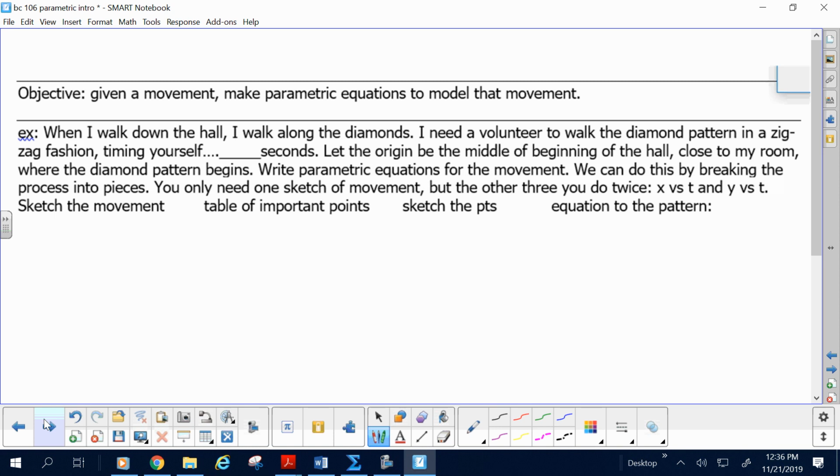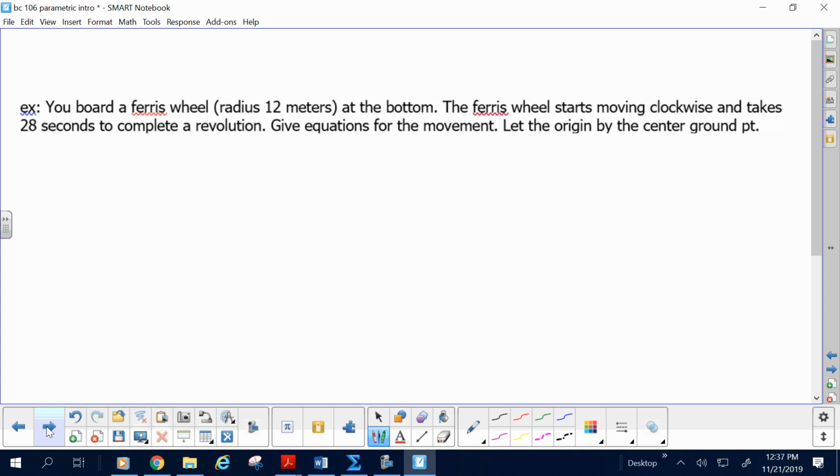Last but not least, I don't know if we have time for this. Maybe we'll do this tomorrow. Let's go to the easier one of the two. All right, so let's talk parameterizing. We made a nice, simple movement along a parabola. Now let's talk a little more. You board a Ferris wheel at the bottom.